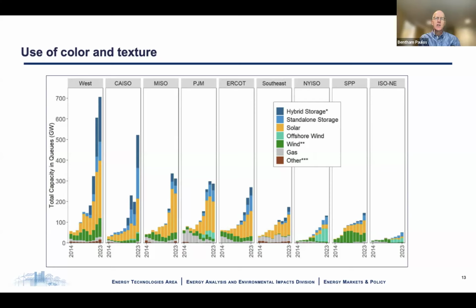So this chart tells you a lot, and the color is very important. You can see lots of yellow on here. That's the solar. You can see lots of blue on the top, and that's the battery storage. And it also tells you, of course, that the amount of capacity changes a lot by region. It does not tell you, however, that some regions are much, much larger than others. The West is many times larger geographically and energy demand-wise than ISO New England on the right. So it doesn't put it all in context, but it does convey a lot of information.